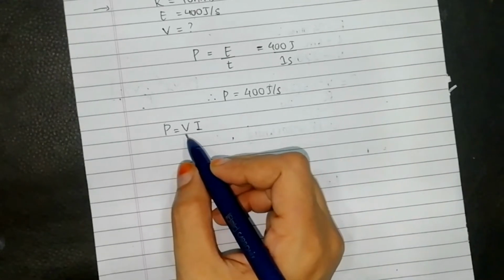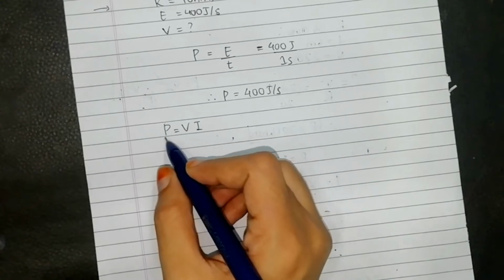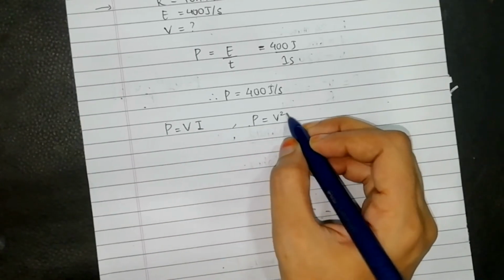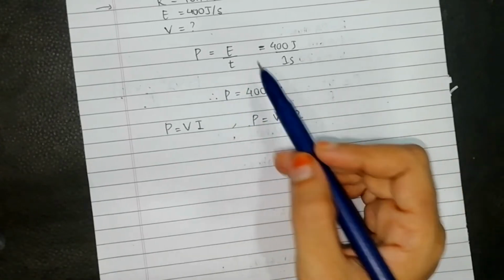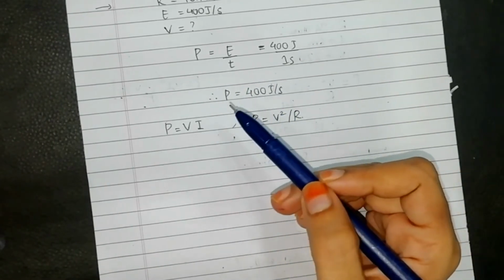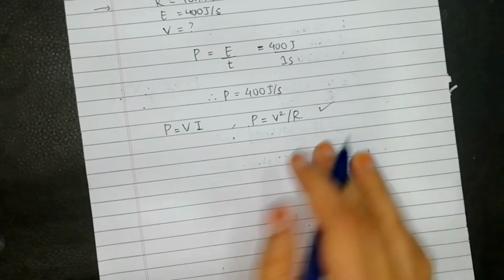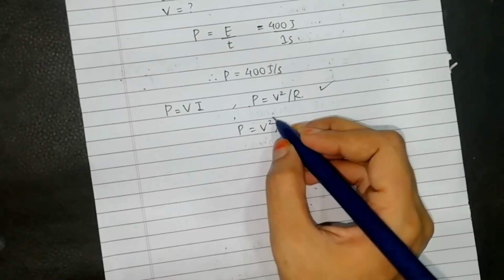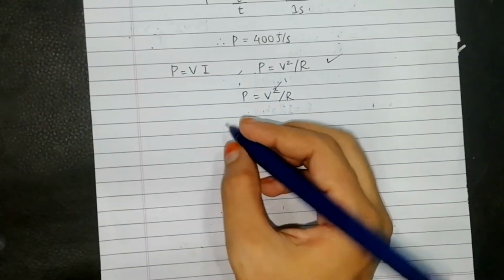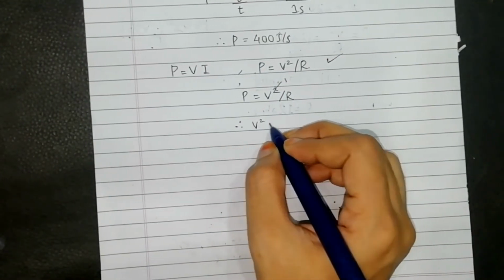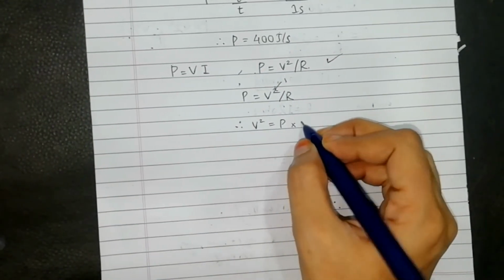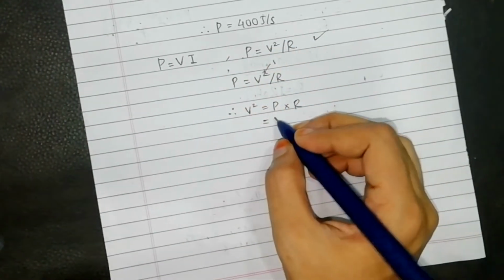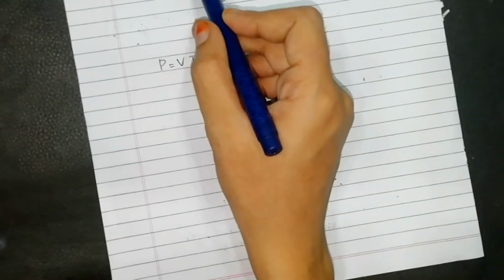Here are a few formulas of power that you need to remember. First is power is equal to V into I, and the second one is power is equal to V square upon R. Since again we don't have any value of the current, we will go with this formula. We have power is equal to V square upon R. What we need to find? V here. So we can write V square is equal to power into R. What is power? 400 joules. Resistance is 9 ohm.